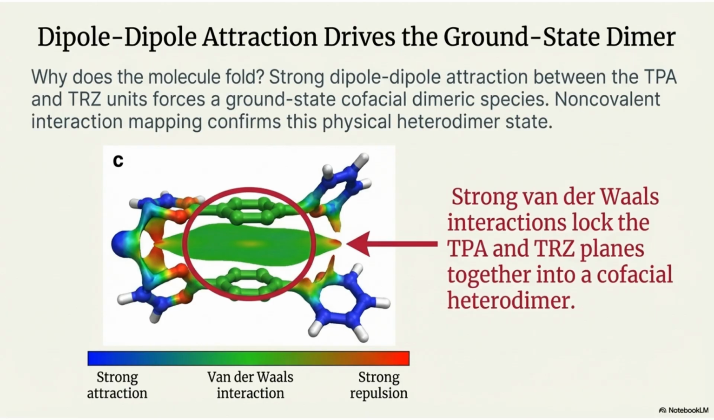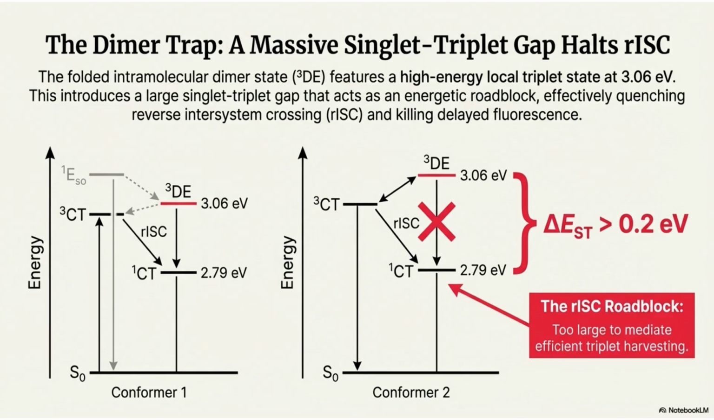The folding is driven by strong dipole-dipole attraction between the TPA and TRZ units, forcing a ground state cofacial dimeric species. Non-covalent interaction mapping confirms strong van der Waals interactions lock the TPA and TRZ planes into a cofacial heterodimer. This folded intramolecular dimer trap introduces a large singlet-triplet gap of over 0.2 electron volts. This acts as an energetic roadblock, effectively quenching reverse intersystem crossing, or RISC, and eliminating delayed fluorescence.